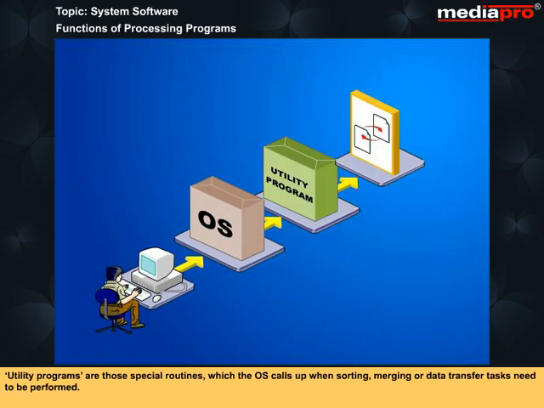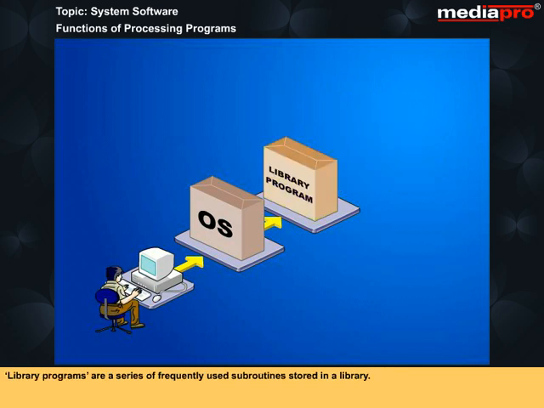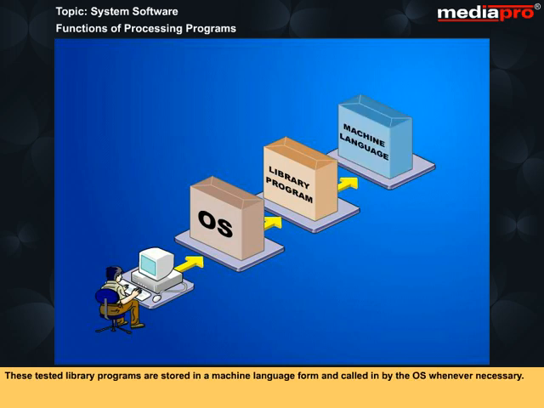Utility programs are those special routines which the OS calls up when sorting, merging, or data transfer tasks need to be performed. Here, the OS is directed by the job control program instructions about which utility program is necessary. Library programs are a series of frequently used subroutines stored in a library. These tested library programs are stored in a machine language form and called in by the OS whenever necessary.